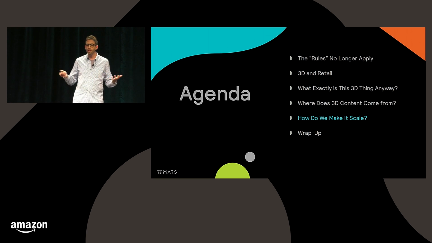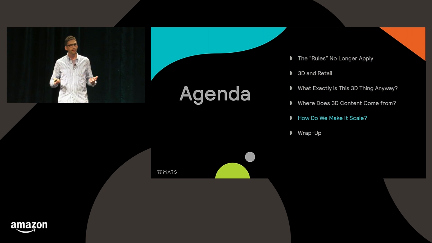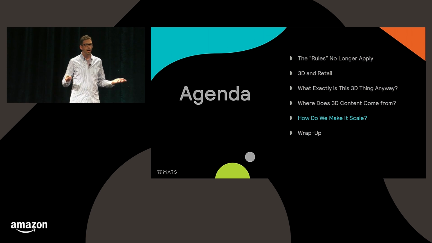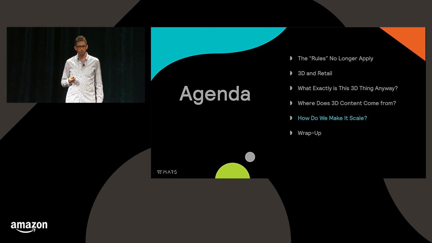Once we think about that, we can think about where does this content come from? And it can come from a variety of sources, all of which are problematic in one form or another. And then this leads to the inevitable question. How in the world do we make this scale? How do we make it scale so that we could achieve this state perhaps sometime way in the future where every product someone might want to buy or find on Amazon has a photorealistic 3D model associated with it? And then we're going to wrap up and think about some of the big ideas from the talk.